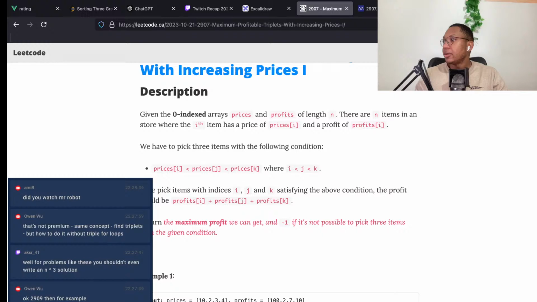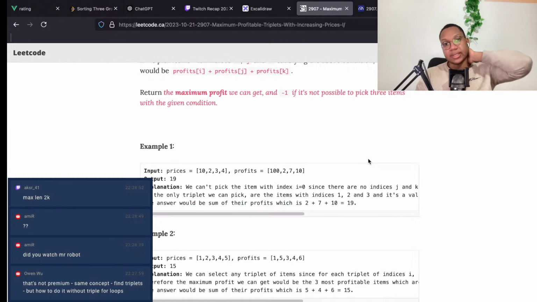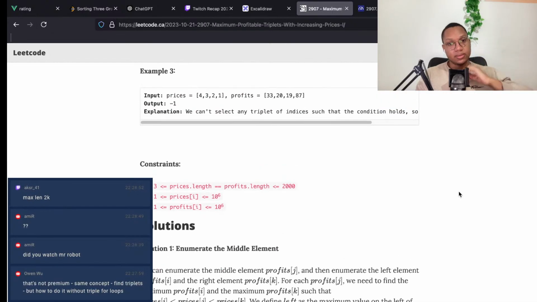That's not premium. Same concept. How do you do it without triple for loops? I mean, I don't know. Max length is 2000, is it? That means you have to do O of n squared. Can't do O of n cubed, right?